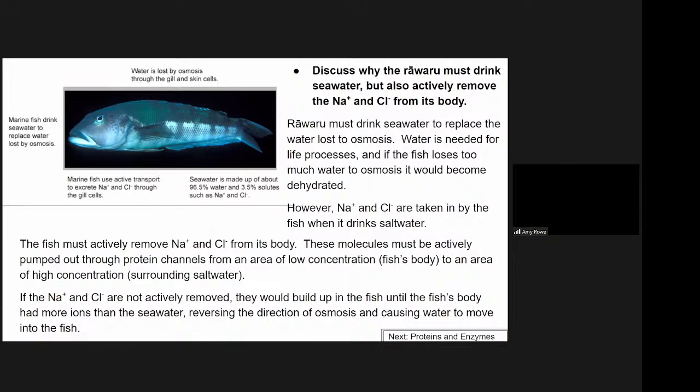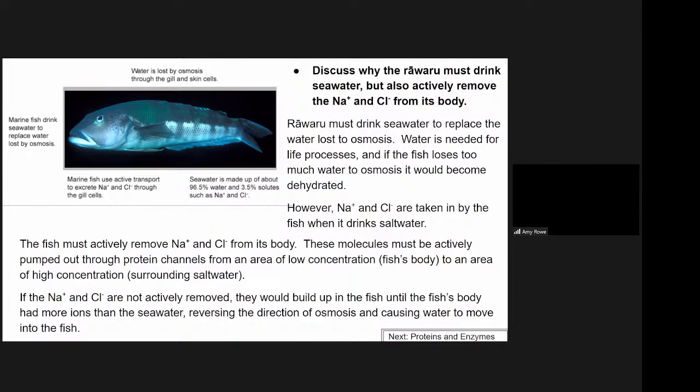However, sodium ions and chloride ions are taken in when it drinks seawater, so they must be actively removed from its body. These molecules must be pumped out through protein channels. If the sodium and the chloride are not actively removed, they're going to build up in the fish's body because the fish is going to continue drinking seawater to replace that lost water. And as those build up, eventually you're going to get a higher concentration of sodium ions and chloride ions inside the fish than you have in the surrounding seawater. What this means is you'll get a reverse of the direction of osmosis.